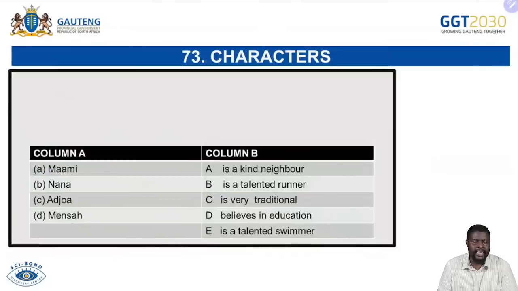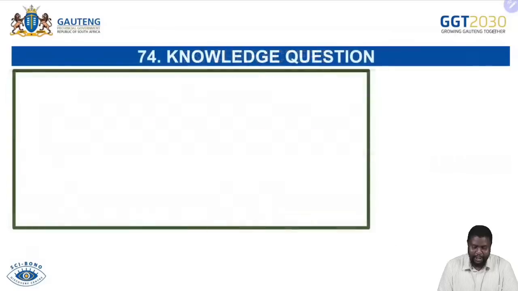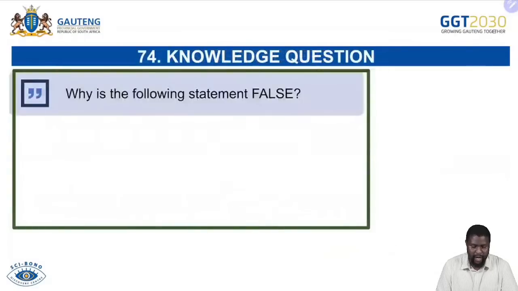4 out of 4, nothing less. Unforgivable. If you cannot get 4 out of 4 here, you and me will have a problem. Joking. But yes, please, we need 4 out of 4 in these types of questions. Knowledge questions.